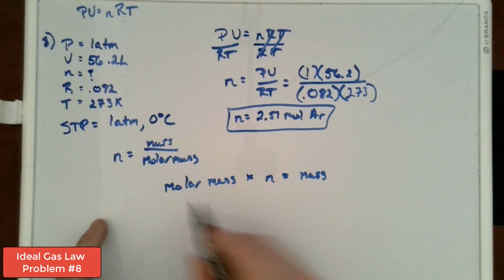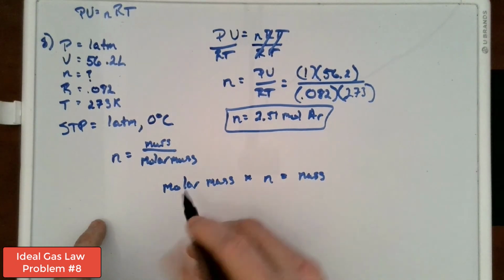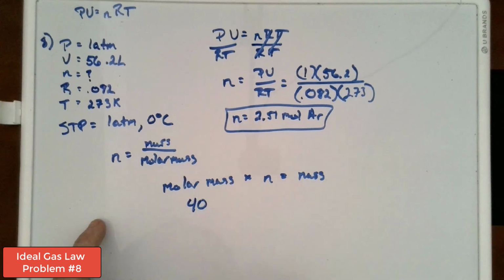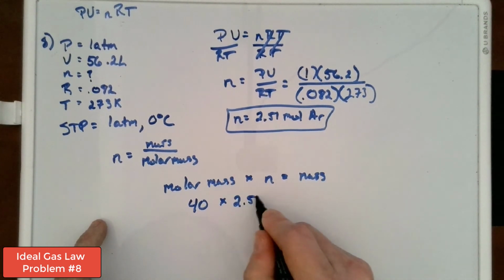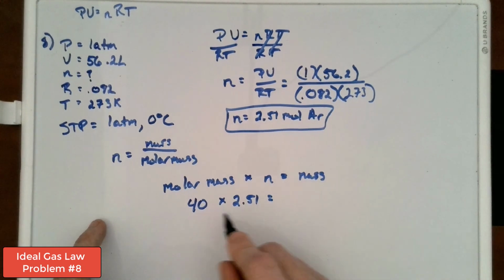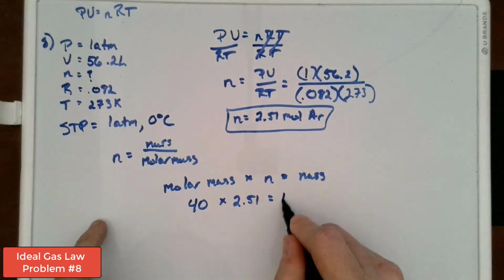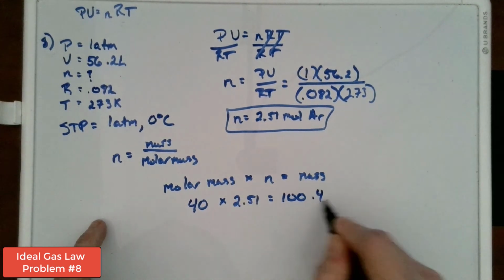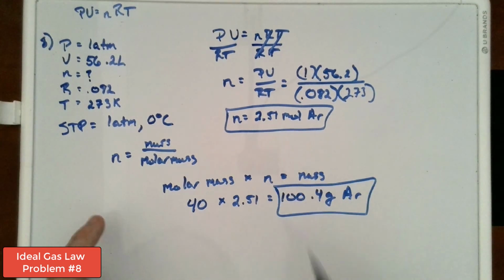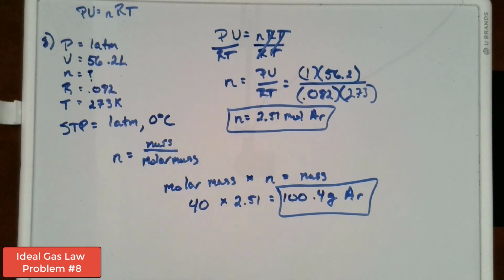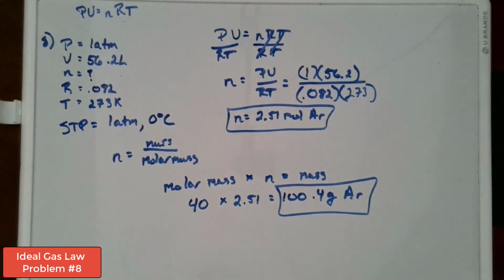And so for this problem, I simply look up the molar mass of argon on the periodic table. The molar mass of argon is around 40. The number of moles of argon is 2.51. When I multiply these two together over here, I end up with 100.4 grams of argon. That's my final answer. Now I know how much this gas happens to weigh without ever actually putting it on a scale.